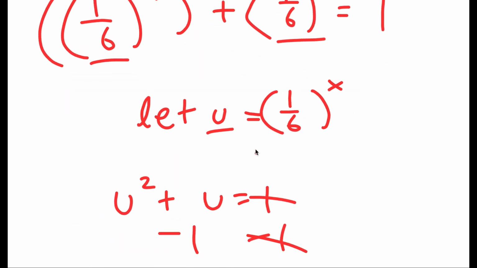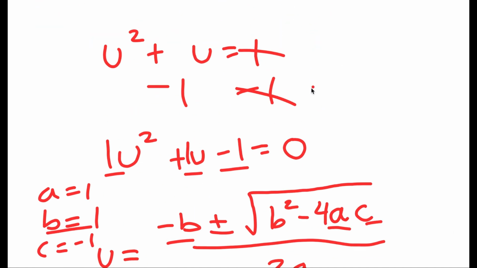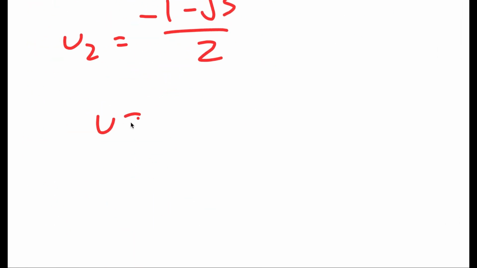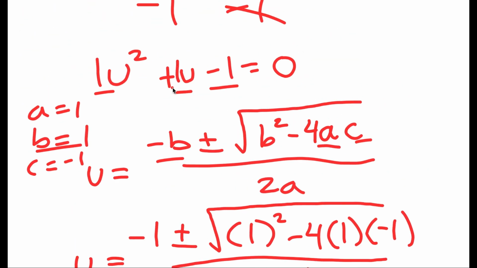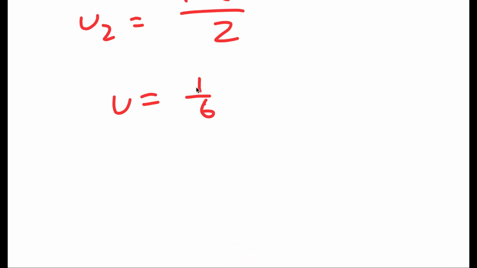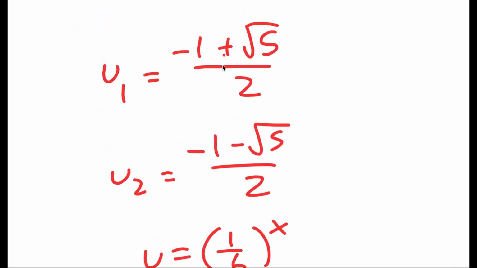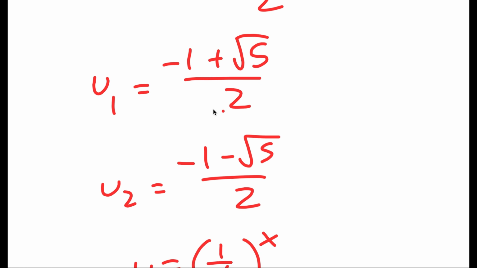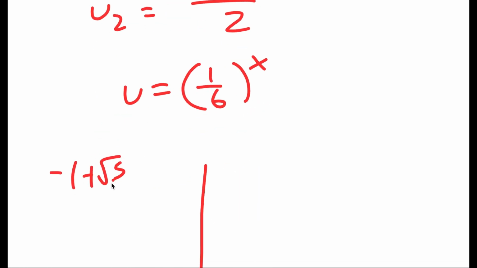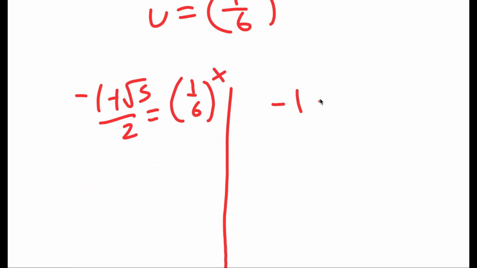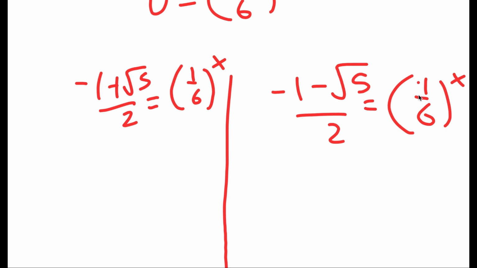So now, remember how we let u equal to 1 over 6 to the power of x. This means that, or I'm going to write that here real quick, u is equal to 1 over 6 to the power of x. So we're going to try this with both solutions. So I have negative 1 plus the square root of 5 over 2 is equal to 1 over 6 to the power of x. And I also have negative 1 minus the square root of 5 over 2 is equal to 1 over 6 to the power of x.